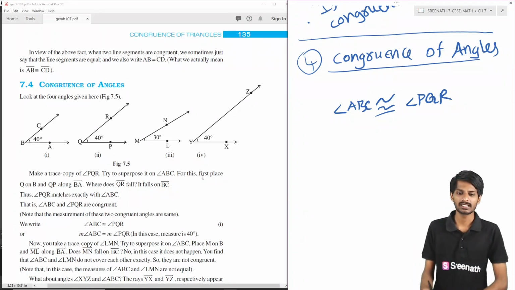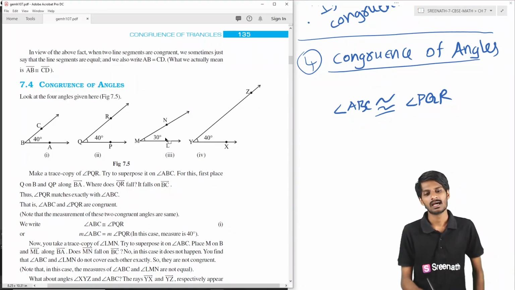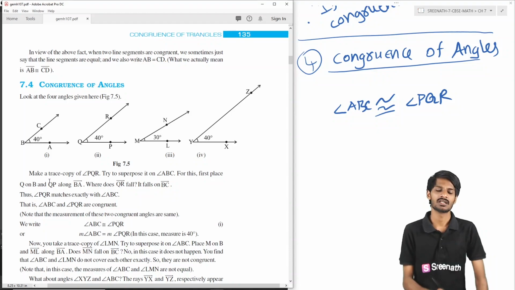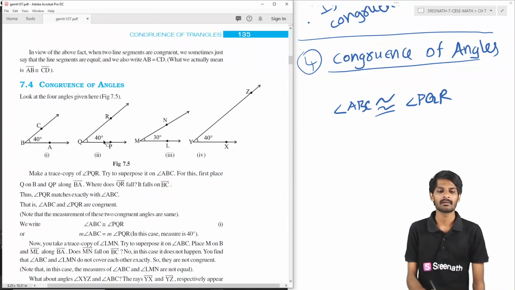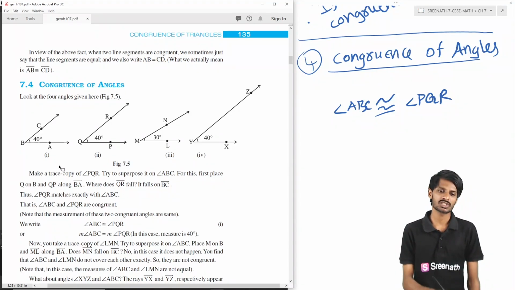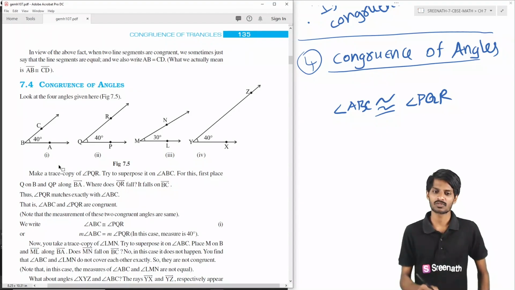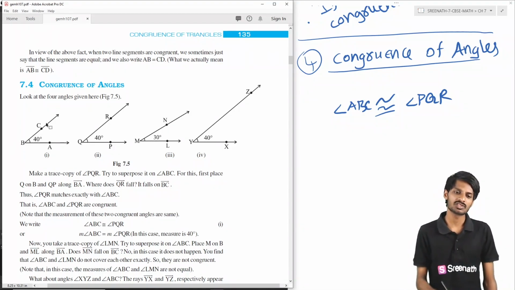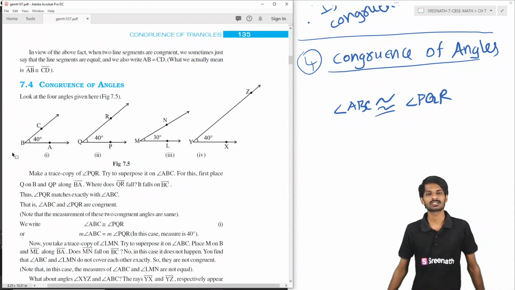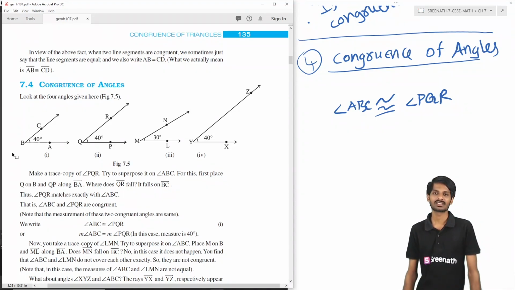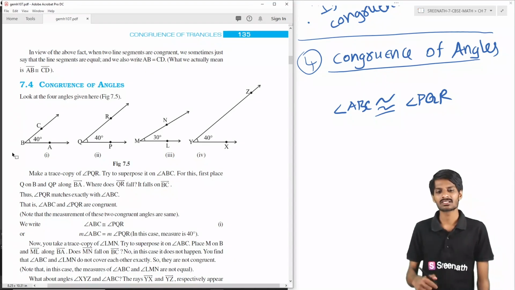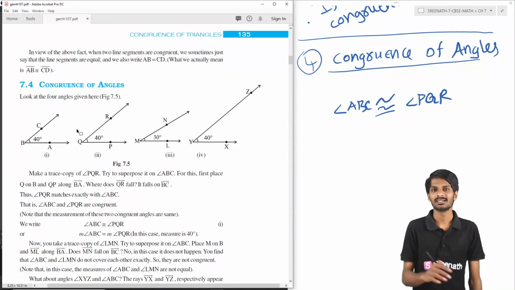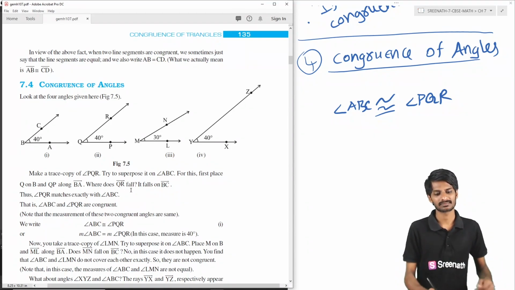Now take the trace copy of LMN and place it on ABC. Again you have to do the same task. Place LM on AB and coincide it. In that situation, what happens? Just observe. Does MN coincide with BC or not? If you observe, students, MN will not coincide with BC. That's why it is not congruent. So whenever the angles are not equal, the angles are not congruent, students.